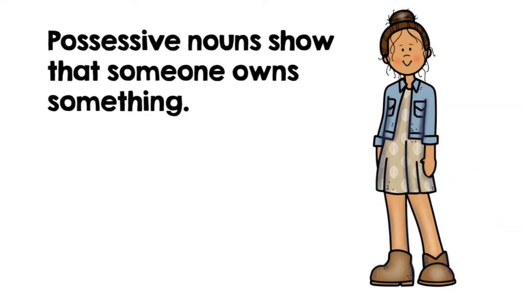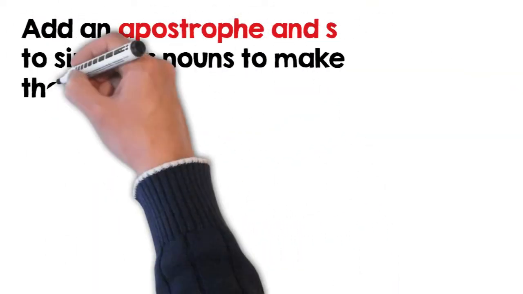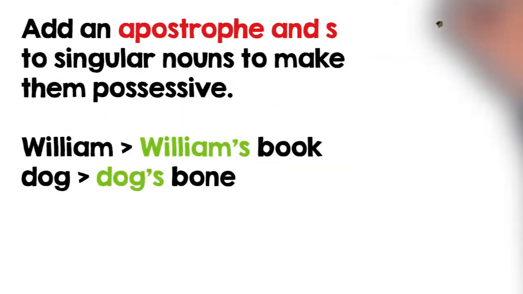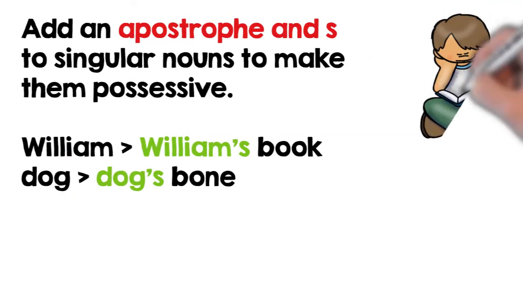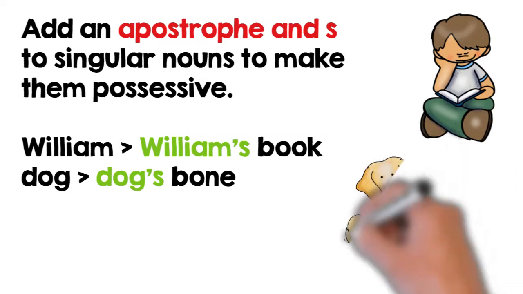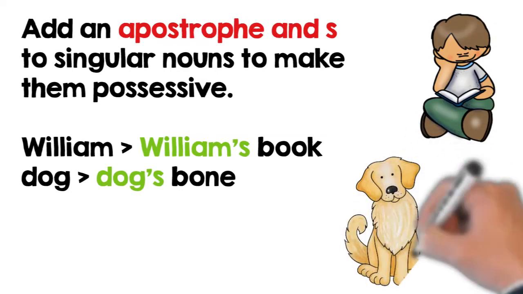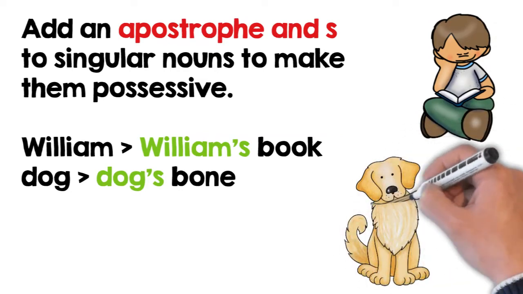Possessive nouns show that someone owns something. Add an apostrophe and S to singular nouns to make them possessive. Look at these examples. William becomes William's book. Dog becomes dog's bone.